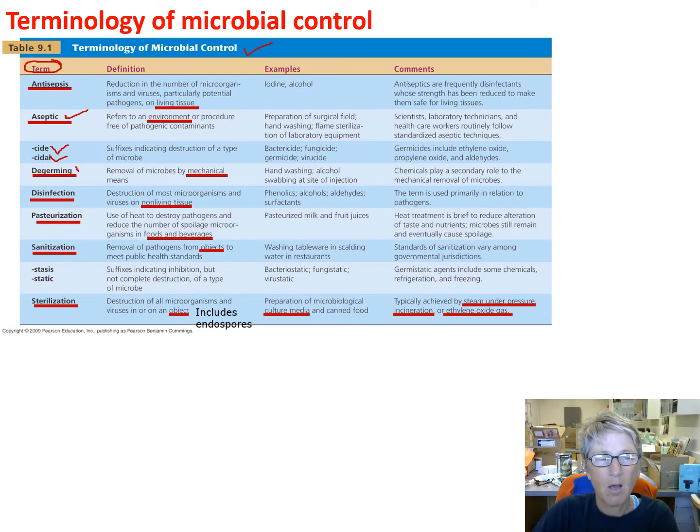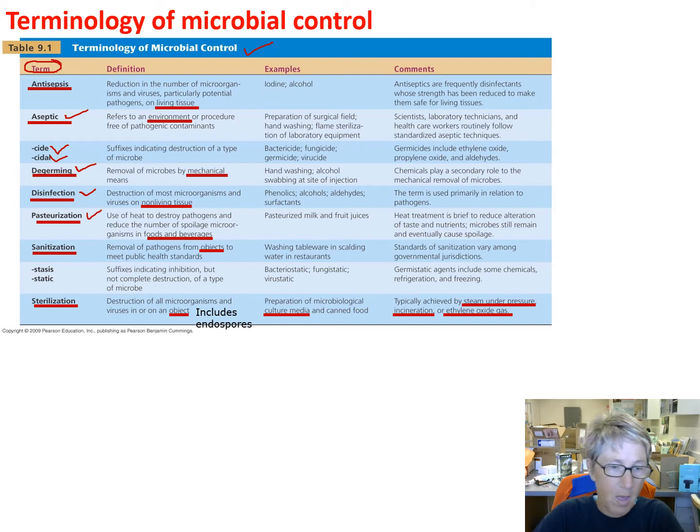This one's, I really like this one. This is so basic, degerming. It's really just degerming. It's mechanical, means when you wash your hands with soap and water, you are degerming your hands. The term disinfection, that means to destroy most microorganisms and viruses on non-living tissue. So you don't disinfect living tissue, you disinfect non-living tissue.